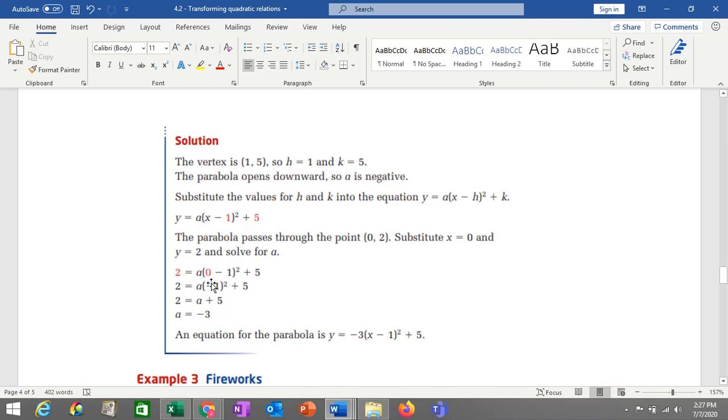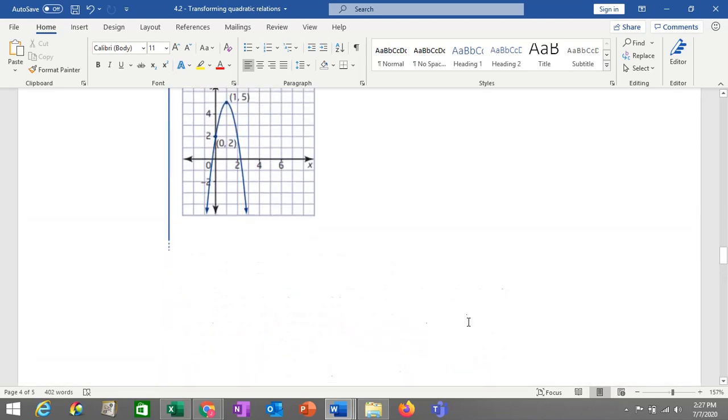Okay, so 0 minus 1 is negative 1. Negative 1 squared, remember that if it's in a bracket like this, this means negative 1 times negative 1, so that'll give you positive 1. So we have positive 1a. We bring the 5 over to the other side, and we get our a value equal to negative 3. So now we have h, we have k, we have a. We plug them all in, and we have our finished equation. Okay, so hopefully that's not too hard.